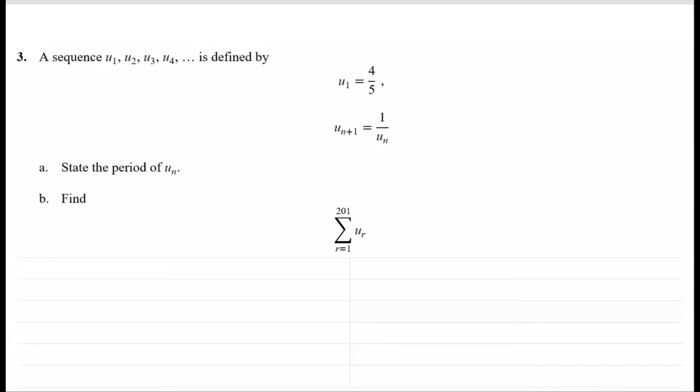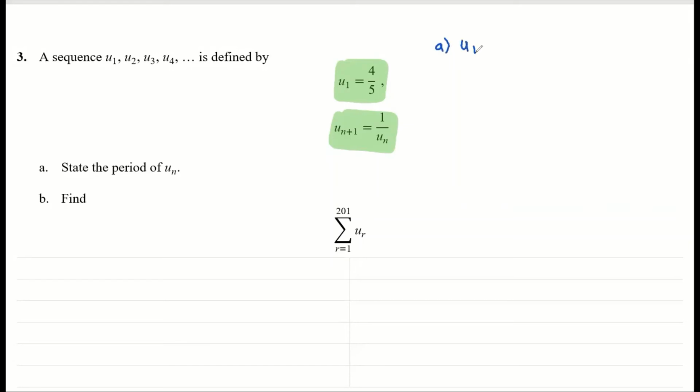So this is another quite interesting problem here. We have U1 as 4/5, and U(n+1) is the reciprocal of U(n). Now, you're going to see something quite interesting here, and it just falls out really nicely and really quickly. So let's just write out a few terms of this recurrence relation. So U1 is given to us. I'm just going to state it again. So this is all going to give us the answer to part A.